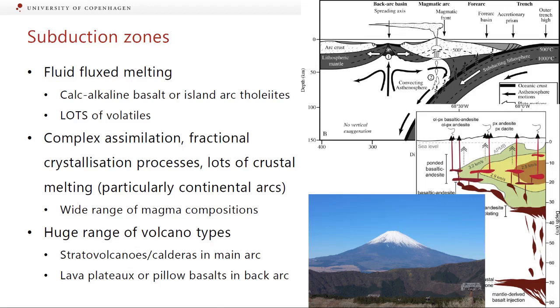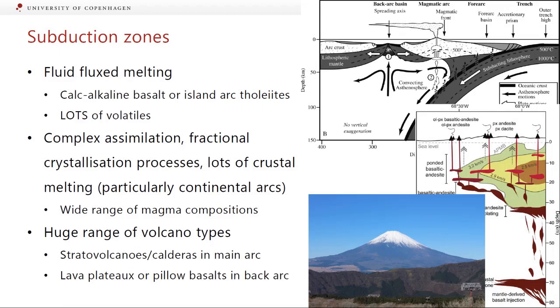Right. Subduction zones. So this is basically like everything else. A lot of the volcano morphologies and eruption types are most common in subduction zones. So we have fluid flux melting. So our starting melts are going to be either calc-alkaline basalts or island arc tholeiites. More of the calc-alkaline basalt in continental subduction zones, more like an island arc tholeiite in some of these island arcs where the crust is quite thin. There's loads of volatiles because we've got fluid flux melting. We have all these complex assimilation, fractional crystallization processes. There's lots of crustal melting, and that's particularly in continental arcs.